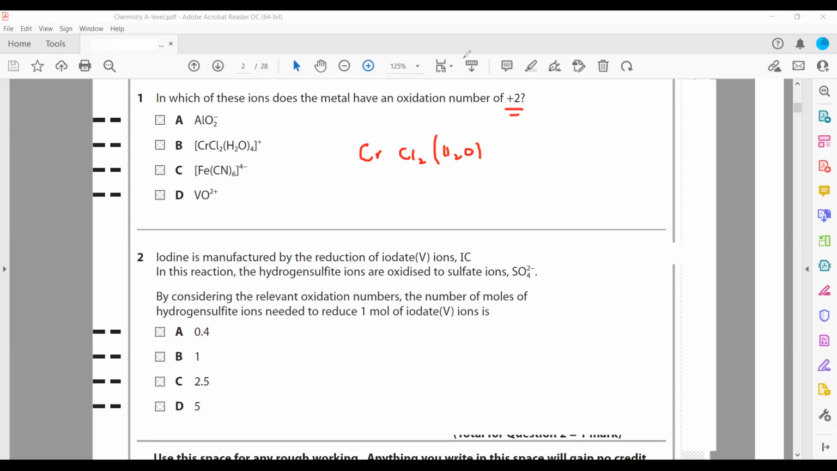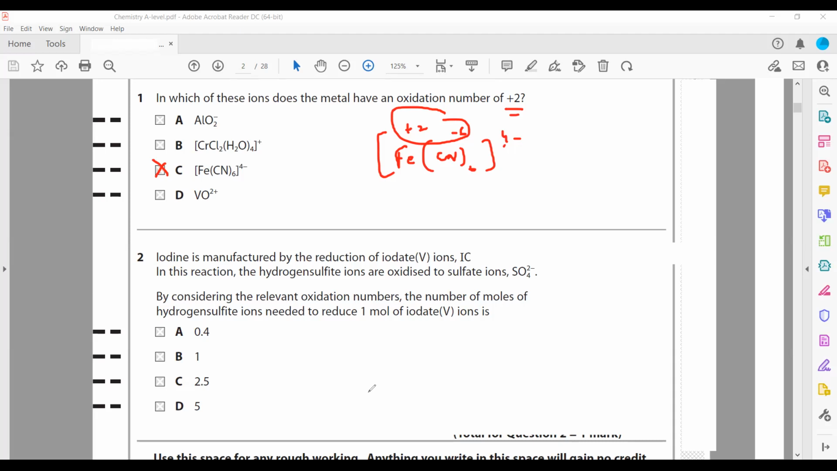Same way, if we have Fe(CN)6 raised to power 4 minus, so Fe is there, CN 6, and the whole is 4 minus or -4. So each CN is -1, so 6 CN will be -6. Because the result is 4 minus, it means Fe should be +2. So +2 minus 6, the result will be -4. That's why C is the right answer for this. Is it clear?